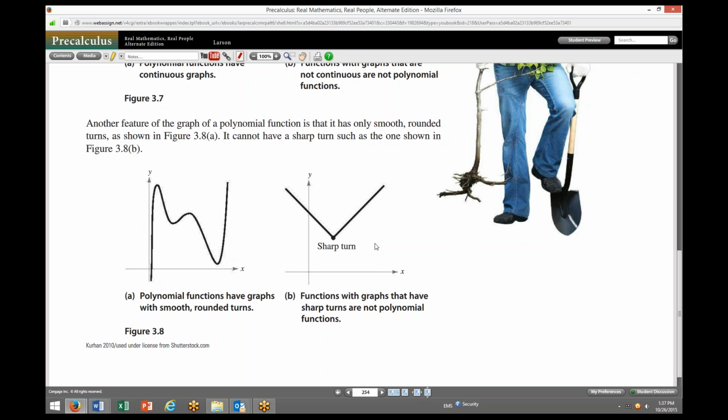It just doesn't happen. This right here, for instance, could be the graph of some type of absolute value function, classic V shape like that, but it cannot be a polynomial function with a sharp corner like that.